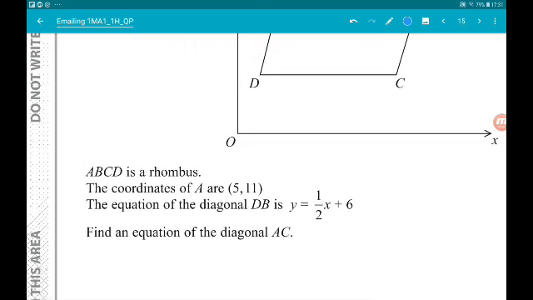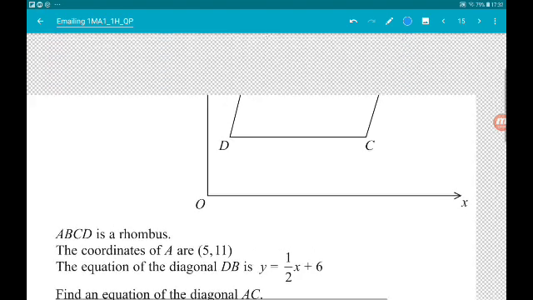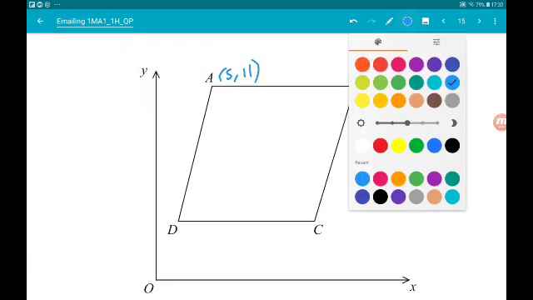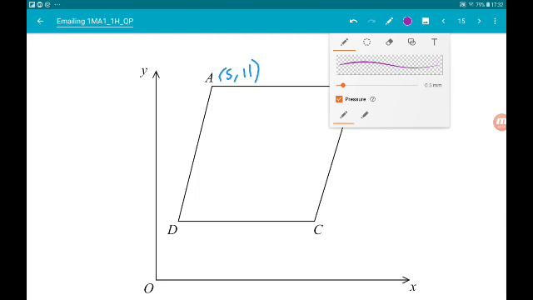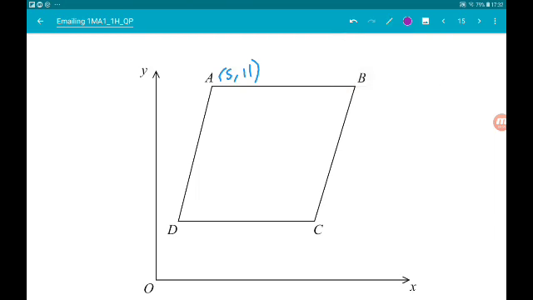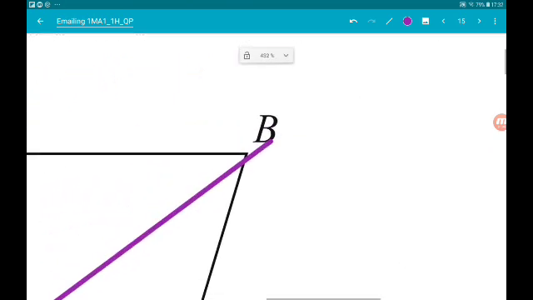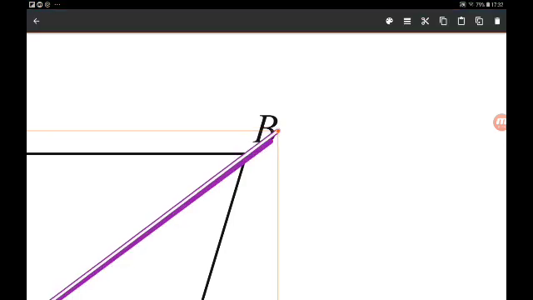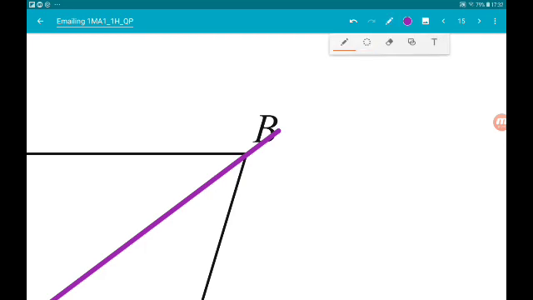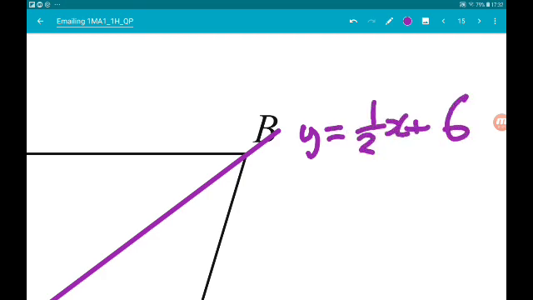We're also told the equation of the diagonal DB is y equals half x add 6. So that is the equation of that line connecting D and B. So the equation of that line is y is 1/2 x add 6.